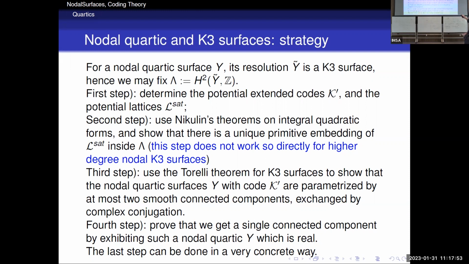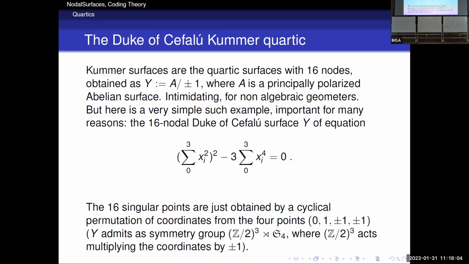And so the result is that we get a single connected component if we find such a nodal surface which is real. And here I use a very simple Kummer quartic. Every algebraic geometer knows that the Kummer surface is obtained from a principally polarized surface divided by plus minus 1. But you would like to have a simple equation, and it's very simple. You take the square of the sum of the xy, minus 3 times the sum of the fourth powers.